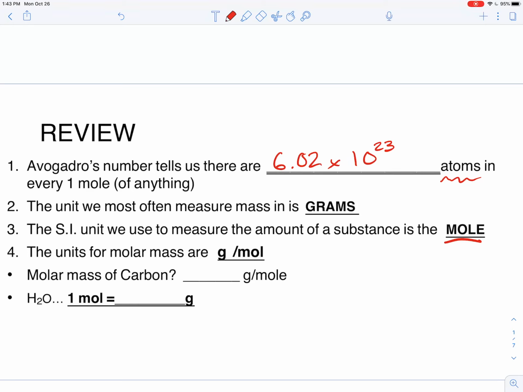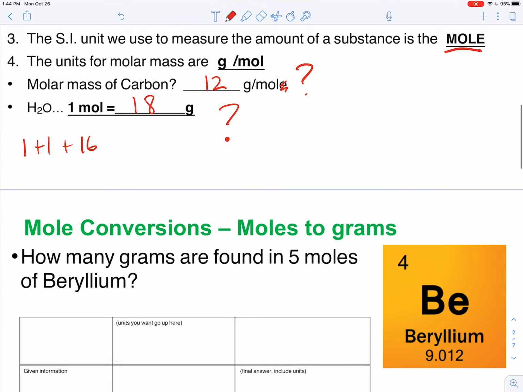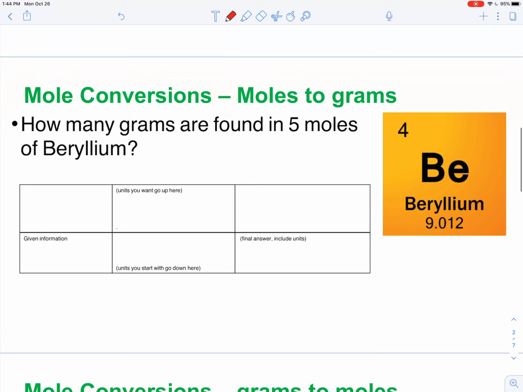So what is the molar mass of carbon? If you look at your periodic table, you'll see 12 grams per mole. What about for water? Here we have to add up a couple things. Each hydrogen is 1, plus oxygen, 18 grams per mole. All right, let's get to these practice problems.